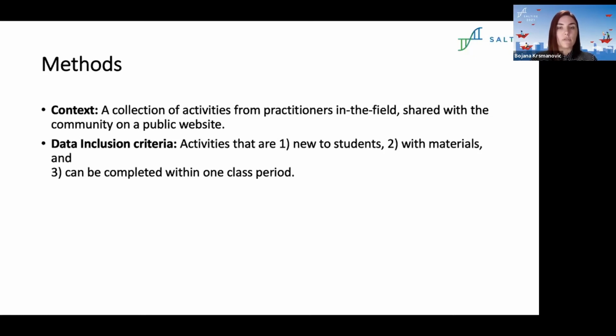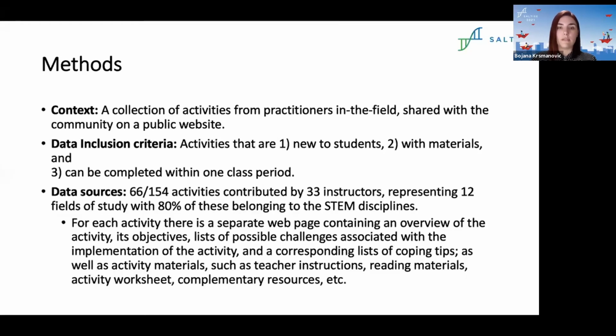Our data inclusion criteria revolved around three points. We looked at activities that were new, meaning that the students had not worked on them previously. They had some instructor-provided materials in terms of activity instructions or worksheet questions. And the third one, they fit into a one-class period as opposed to running over multiple classes and sometimes even over the course of semesters.